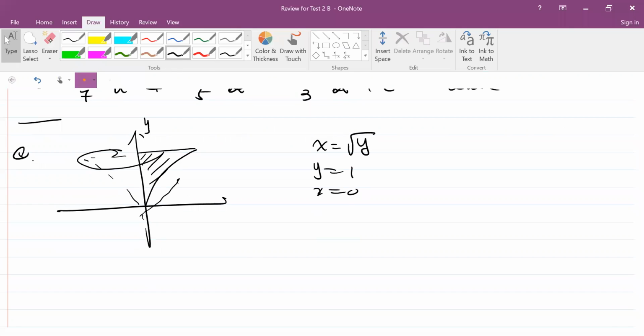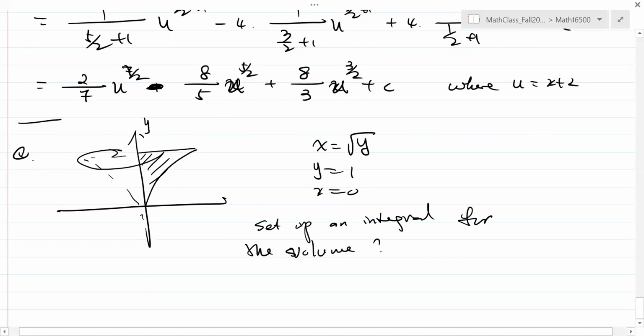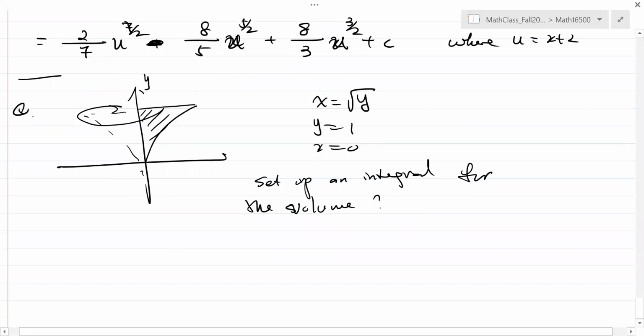Can you set up an integral for the volume? Set up 2 integrals. Okay, please do it. 2 integrals for this solid.